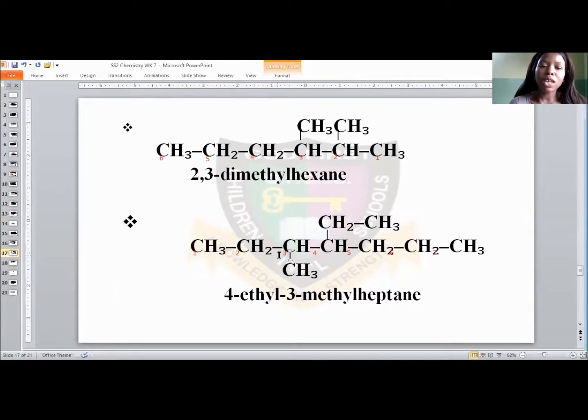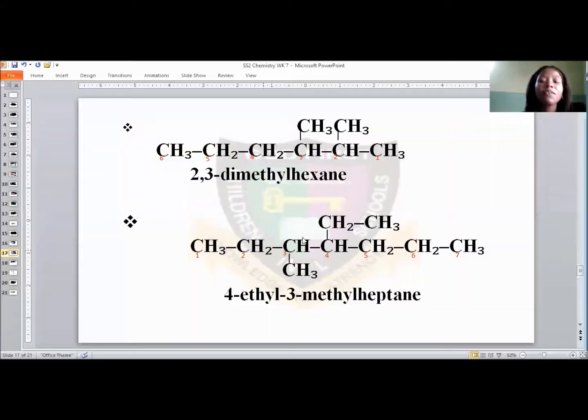So you have that group attached there as well. So now the numbering, let's look at numbering. Back to what I was saying: you see this structure, if I counted from the right hand side, it will be 1, 2, 3, 4 on carbon 4. Then this methyl group will be on carbon 5. So compared to 1, 2, 3, 3 is smaller than 5. So you take this number.